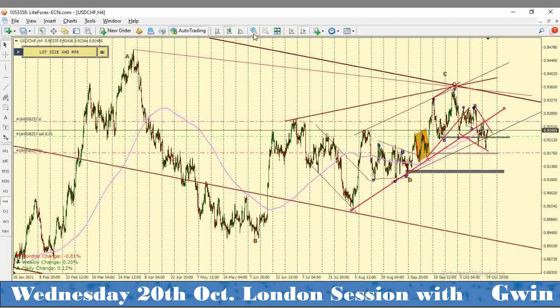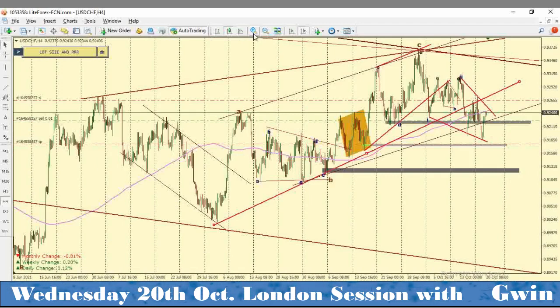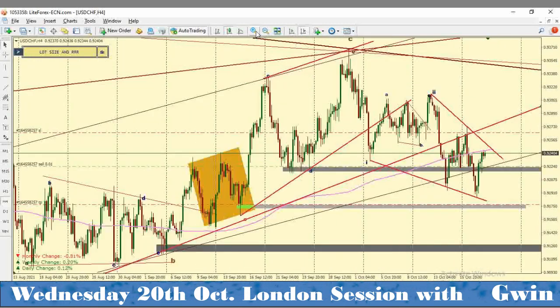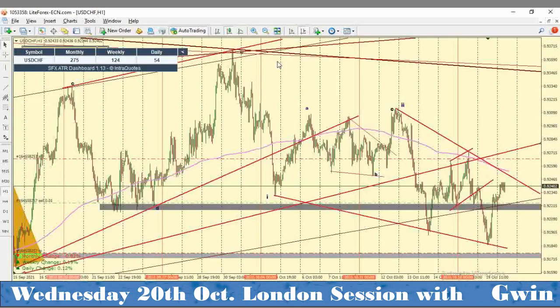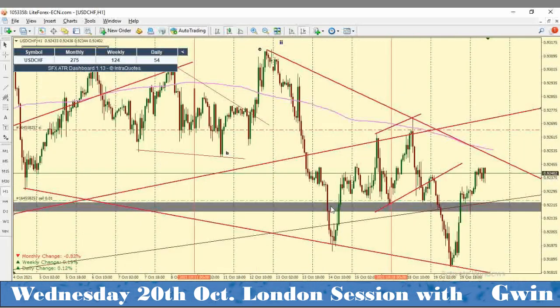But however, in the drop, we are going to look at key environments, key support areas. And also we've seen that previously we've broken below the D leg of this internal structure here, which could also form A, B, C, D, and then E. So we've broken below the E leg. But however, price didn't stay below that zone for a trading day. So price didn't stay below that zone in any trading day. So far that's what we've seen.